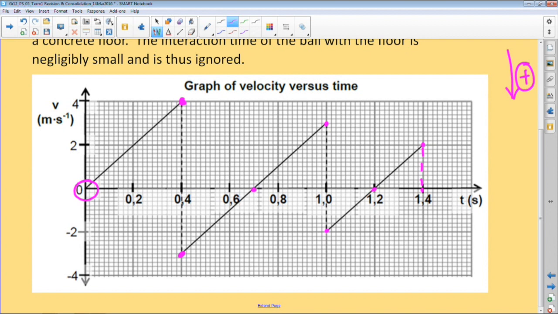Remember that the gradient of a velocity time graph always gives us acceleration. So this is free fall, so it really should give us 9.8 when we calculate it. And the area gives me displacement. And because this is a vertical motion question, then the area is going to give me delta y, not delta x. If I want a distance, I would just ignore the direction, okay? So that's fine.